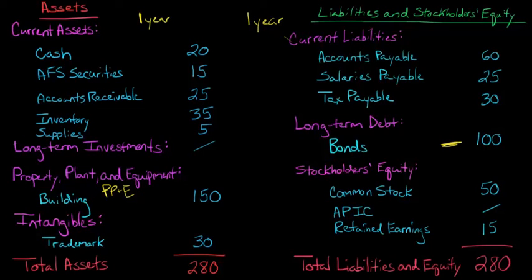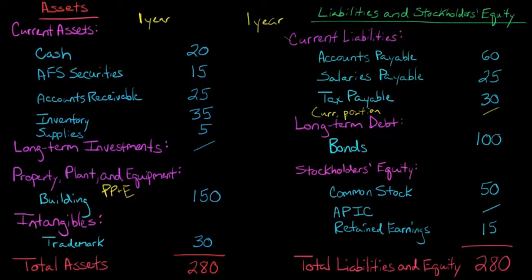And sometimes you'll have another account here called current portion of long-term debt. That'll be a current liability, and that's just saying that, okay, of the 100, how much is due this year? But in this case, I'm just going to assume that's zero, and we'll just say that you don't have to make any payments this year. But in the long run, you owe $100 to whoever it was that lent you the money. So we'll just call that bonds.